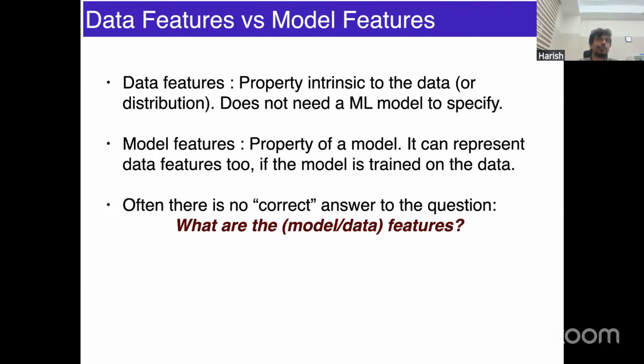And then you have model features, which are really a property of the model, right? It can potentially represent data features too if the model is trained on the data, but model features are a property of the model, right? So I can potentially have a model which is just at initialization, and that still has model features. Right? So often there is no correct answer to the question, what are model and data features? But there are multiple potential answers, and I'll try to go over some of them.